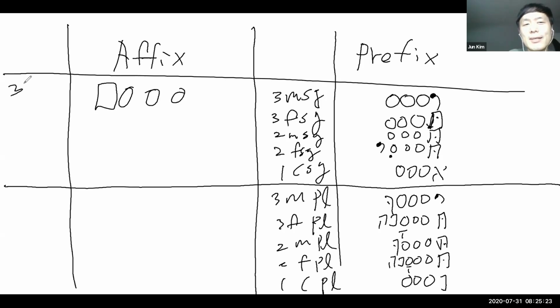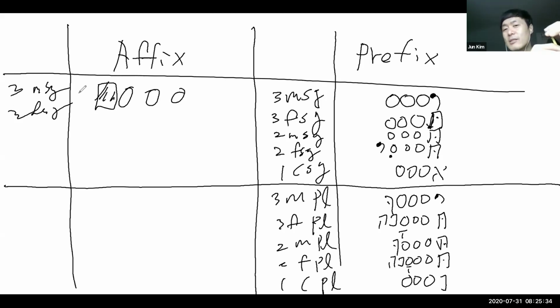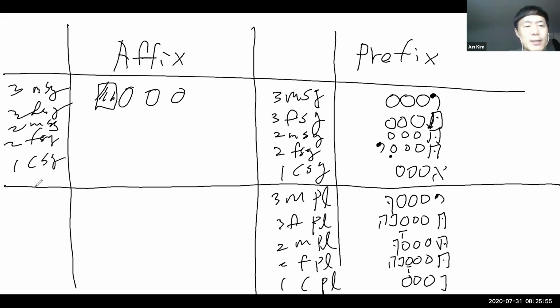What is that? A fix 3MSD. 3MSZ, so nothing. 3FS, 3FSD. What is special about the PGN of a fix form? Is there anything that is different from prefix form? I think there is one difference between a fix and prefix in terms of PGN. Do you remember? We have 3MSZ, 3FSZ, 2MSZ, 2FSZ, and then 1CSZ. Go ahead.